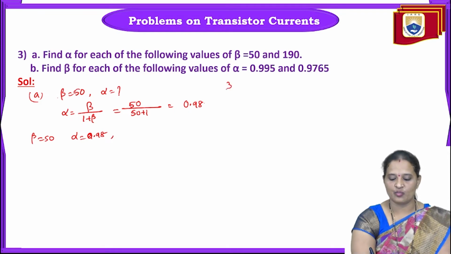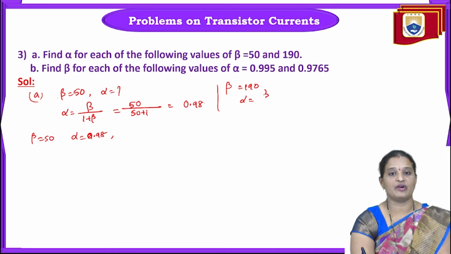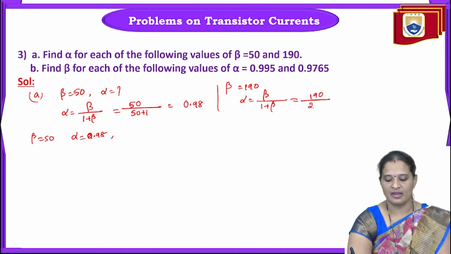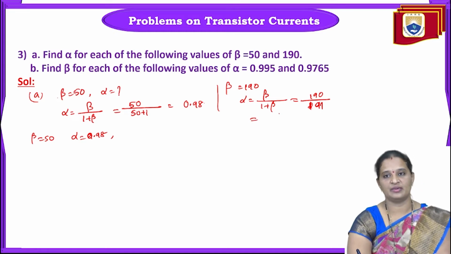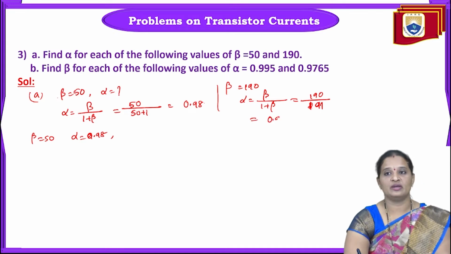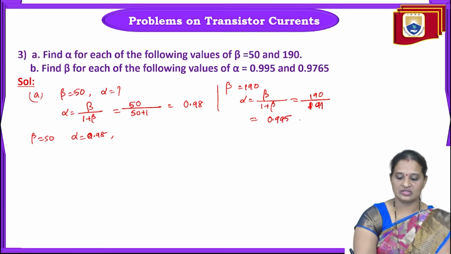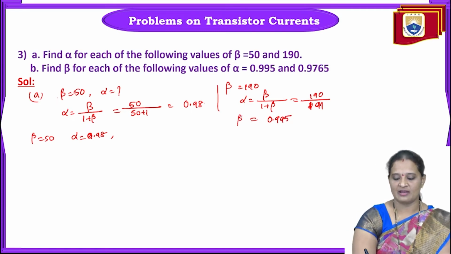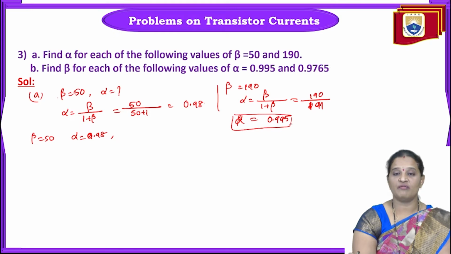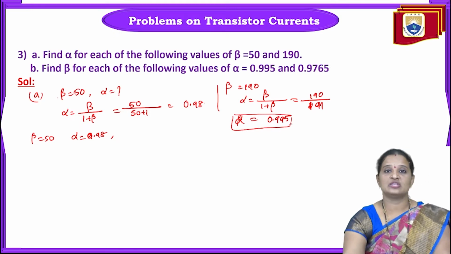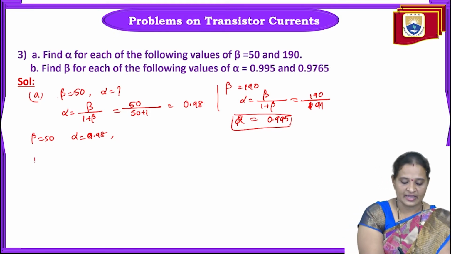Similarly, when beta equals 190, we need to find the alpha value using the same formula, 190 divided by 191. If you calculate this value, you will get the alpha value as 0.995. So this is the alpha value for the beta value of 190. Now let us take the second problem.